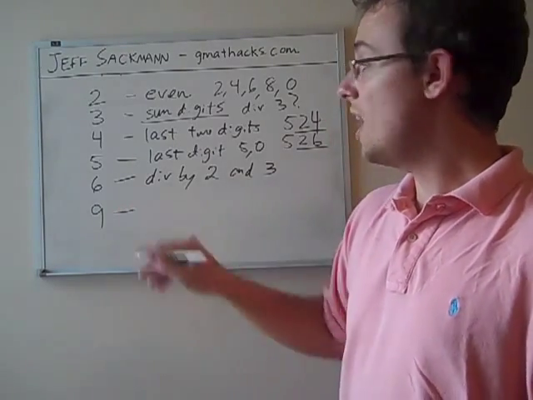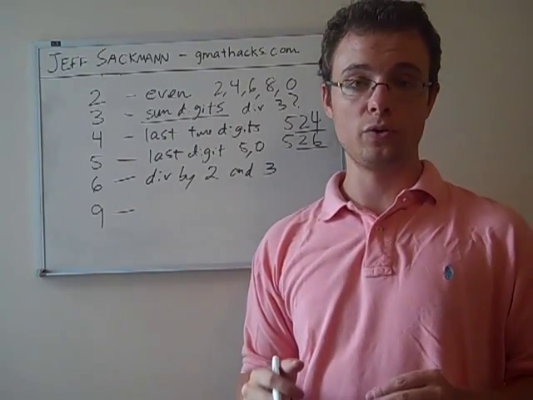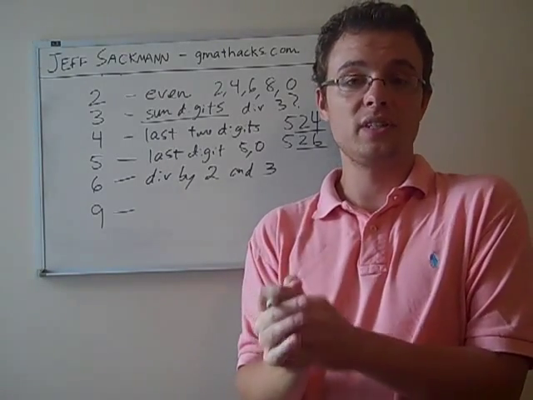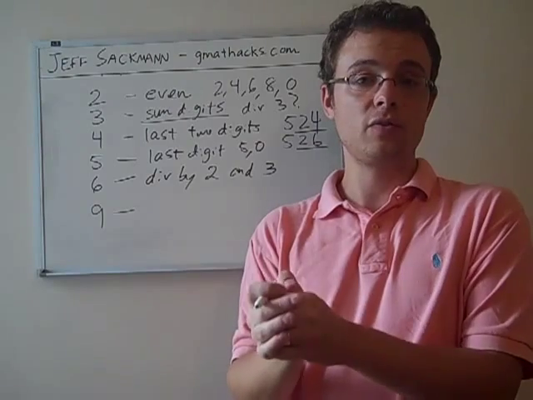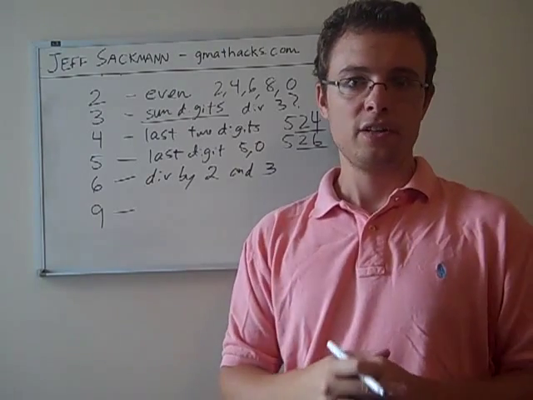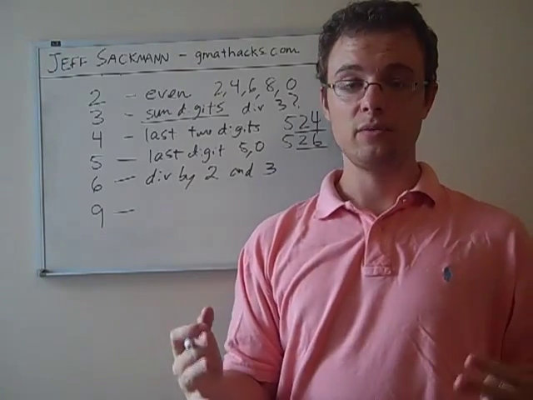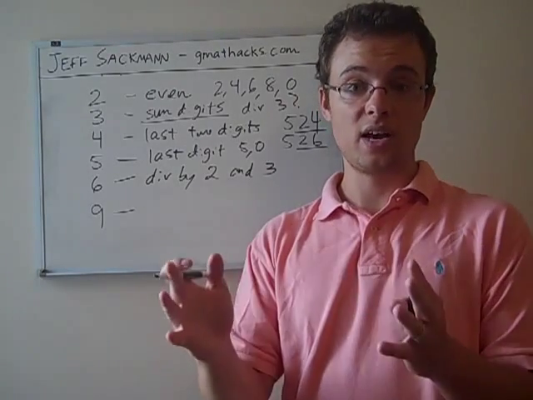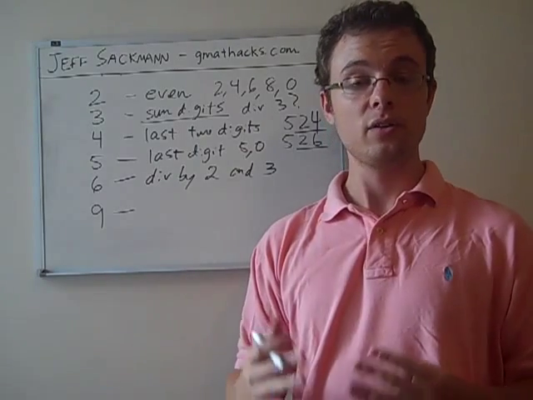Finally, 9 has a very similar rule to 3. You sum the digits and see what you get. The only difference is that the sum of the digits itself needs to be divisible by 9. So take a number like 27. We know 27 is divisible by 9. 2 plus 7 is 9. 9 is divisible by 9, so that works.